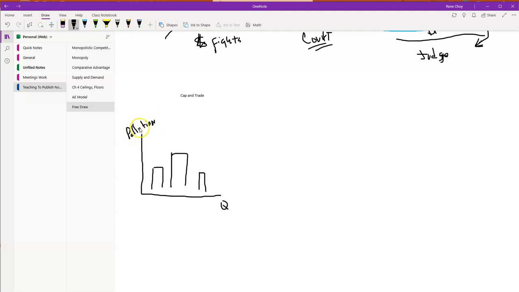So the way a cap and trade system will work is the government will come in and cap the level of pollution. Imagine that this is equal to 3, whatever 3 means. So we cap the level of pollution at 3. Now imagine that next year, company 3 is growing very rapidly and they need more pollution in order to be able to do that production.